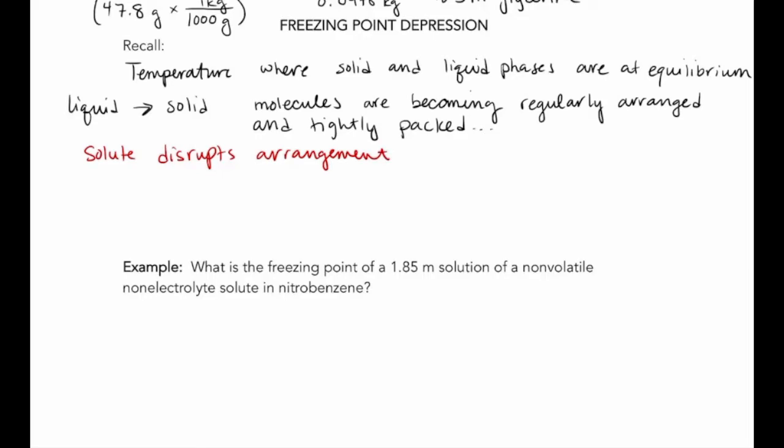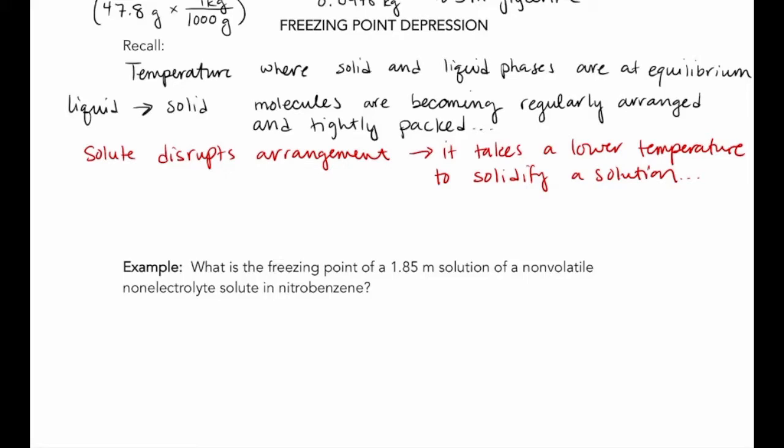So we're going to have to remove even more energy from the liquid in order to force it into this solid arrangement. It's going to take a lower temperature to solidify a solution. Okay, to create a solid out of a solution, it's going to take an even lower temperature just to force it into that solid arrangement. And so what we say is there's a freezing point depression. The freezing point goes down to a colder temperature.